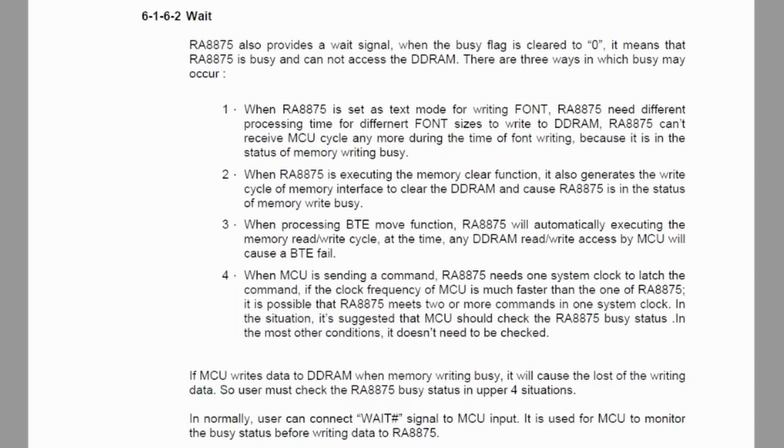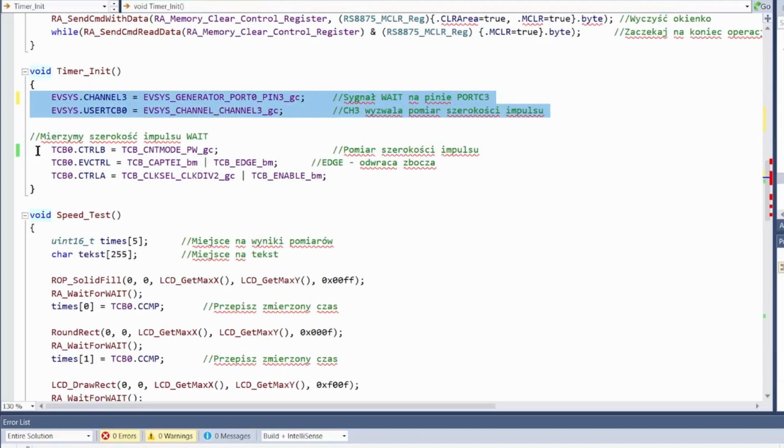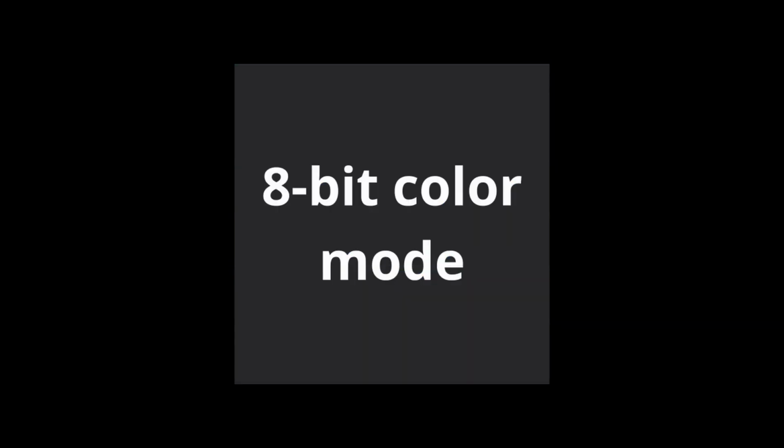To measure execution time, I will use the wait signal generated by the RA8875. The wait signal is active when the RA8875 is busy executing a command. So in my test circuit, I will connect the wait signal by the event system to the timer TCB0, which works in pulse measurement mode. So a high to low transition of the wait signal will clear the CNT register, and a low to high transition will store the current CNT register value in the CCMP register. Thus, I can measure the execution time with very high accuracy, which equals 2 CPU cycles. I will measure execution times independently for 16-bit and 8-bit color modes.